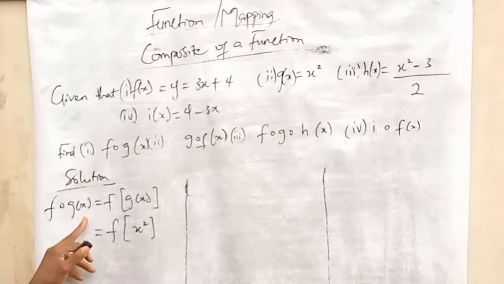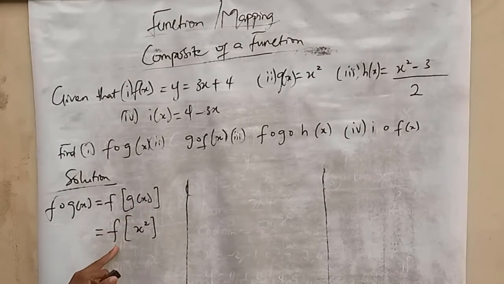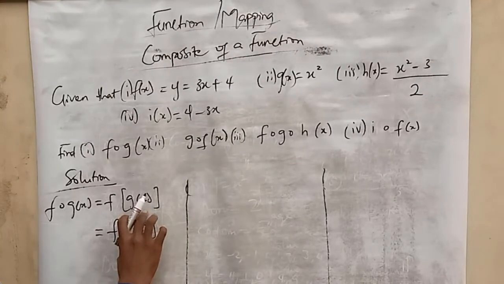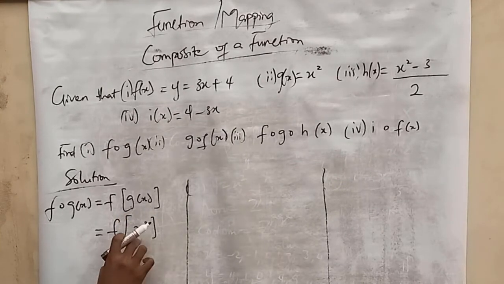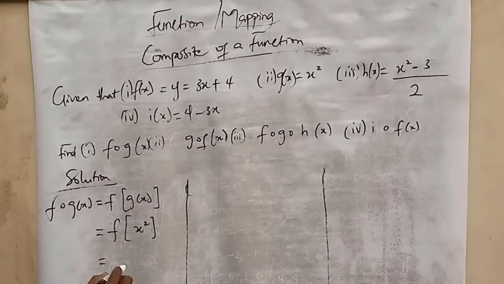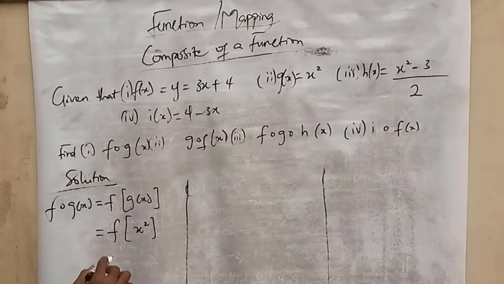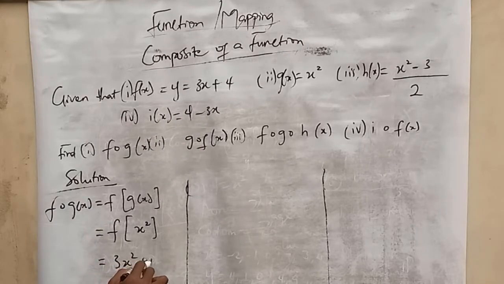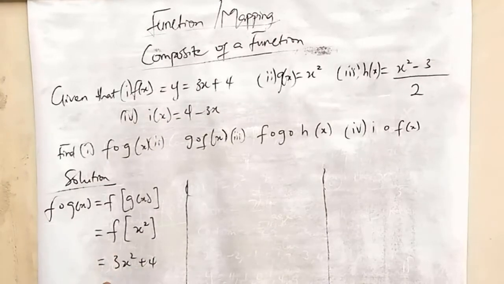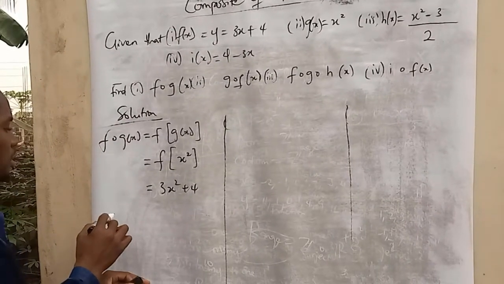First, this is the same thing as this. Then from here I will have g to be equal to x squared. So whenever I get to this point, it means I'll put my x squared inside f of x wherever I see x. What's my f of x? My f of x is 3x plus 4. So I'm going to have that as 3x squared plus 4, where my x now represents x squared.